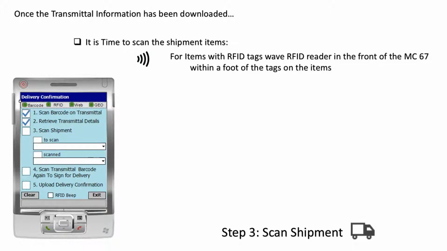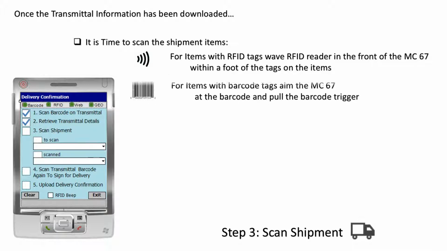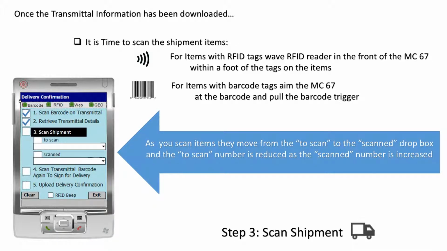Simply wave the MC67 to within a foot or so of RFID tagged items and trigger scan those items that have a barcode tag. As you scan each delivery item, the item will move from the "to scan" box to the "scanned" box. The number of "to scan" items will be reduced and the number of scanned items will be correspondingly increased.